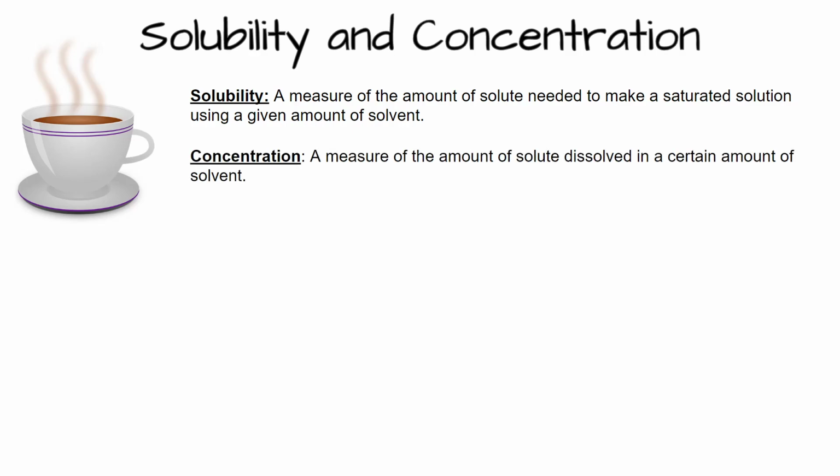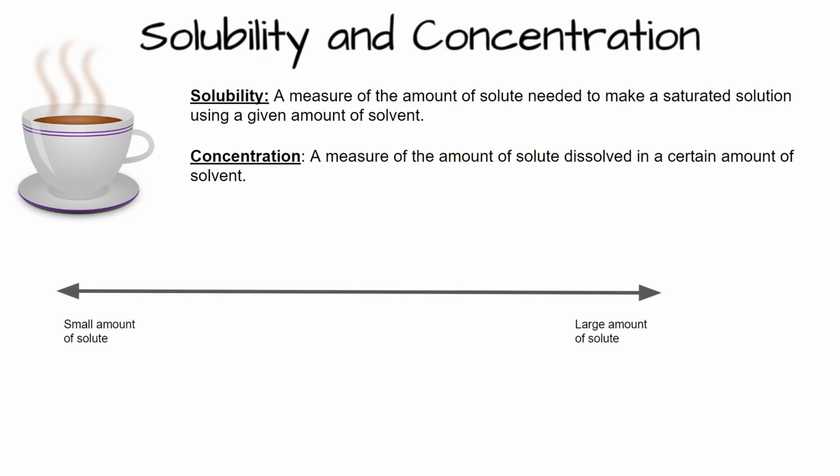Concentration is a measure of the amount of solute dissolved in a certain amount of solvent. The simplest statement of the concentration of a solution is in terms of percentages by weight or volume. Very low concentrations may be expressed in parts per million. A solution containing a small amount of solute is called a dilute solution. A solution containing a large amount of solute is called a concentrated solution.